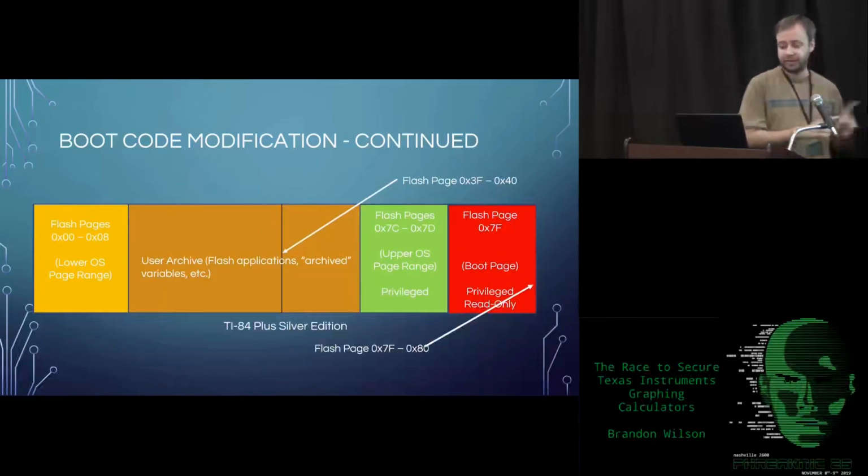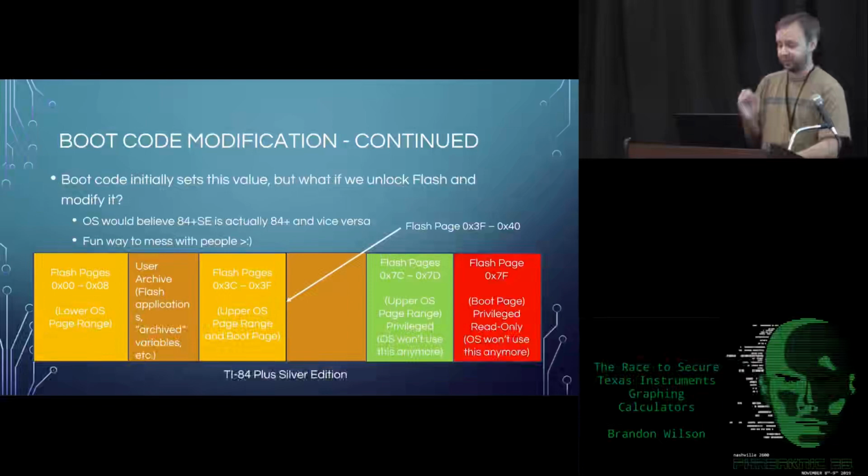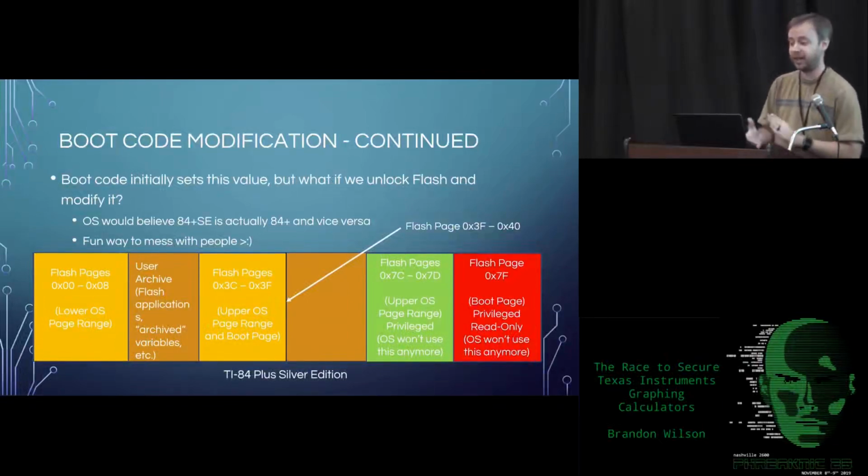So then here is the flash layout for the TI-84 Plus Silver Edition, which is twice as big. It's basically the same, except the Silver Edition has a flash chip twice as big. The boot page is now 7F instead of 3F. So it's 40 higher. And then the upper OS page range is 7C and 7D instead of 3C and 3D. This is important. The boot code initially sets the value of I/O port 21, indicating which model it is, but what would happen if we unlock flash and modify it ourselves?